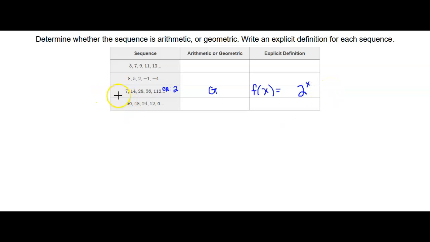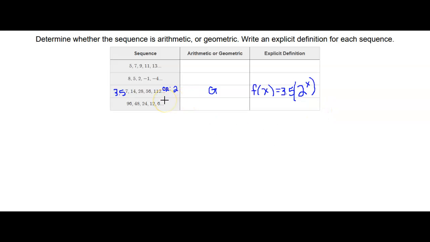And then just like the other one, this is our first term, and we need to figure out what the 0 term is. So in this direction we're multiplying by 2, so in the opposite direction we need to divide by 2. So if we take 7 and divide by 2, we get 3.5. I'm going to put this in parentheses. It's not going to look like parentheses, but that's what it is. So there's 3.5 right here times 2 to the power of x.